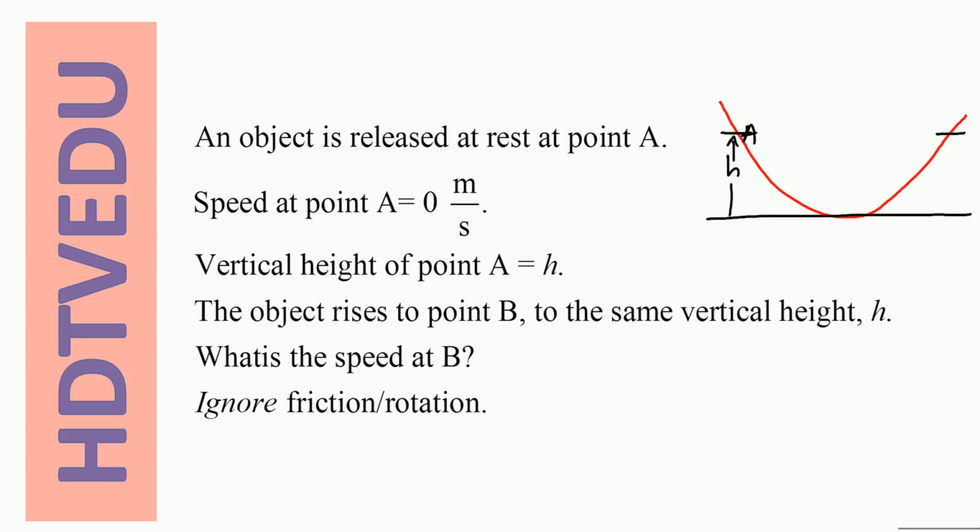The object rises to point B. So it comes like this, and then it rises to point B. And both points A and B are at the same height h. What is the speed at point B? Do not forget, it was released at rest at point A. So if that is the case, what is the speed at point B? Ignore friction, rotation.